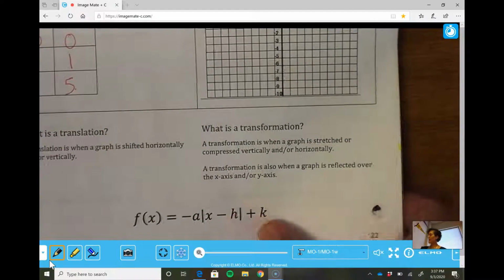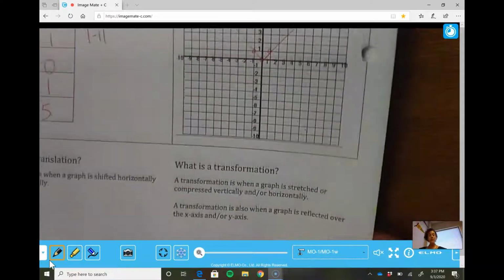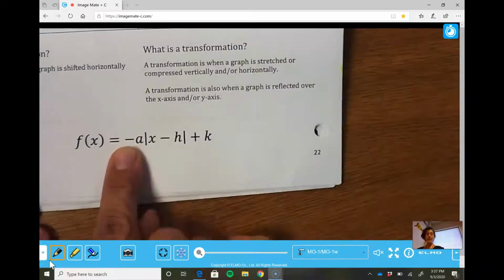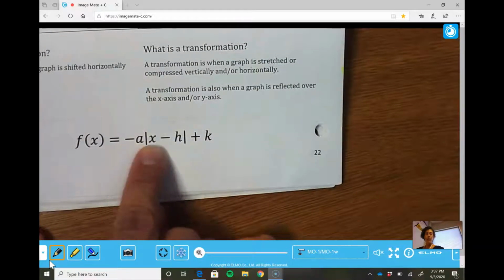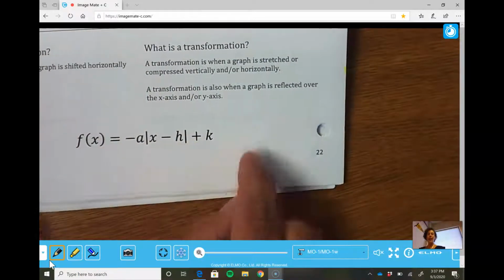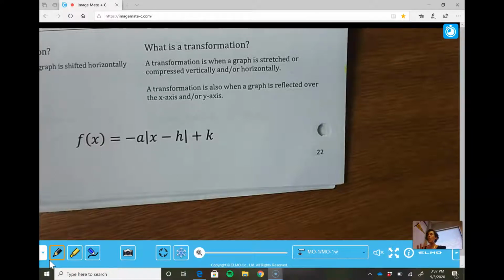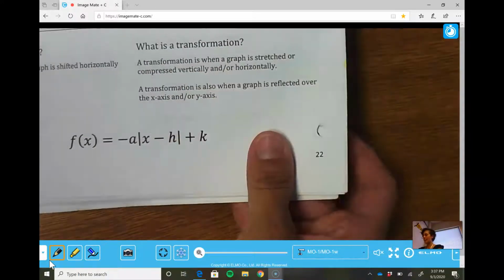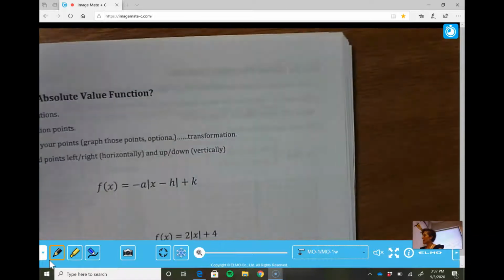So that's the best example that I can give there. So the letters that are going to start to happen is you might see a negative, you're going to see an A, you're going to see an H, and you're going to see a K. And you're going to see these letters all the time. All right? So let me just take a look here.